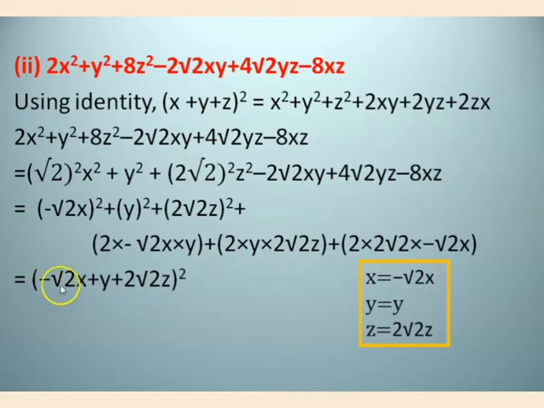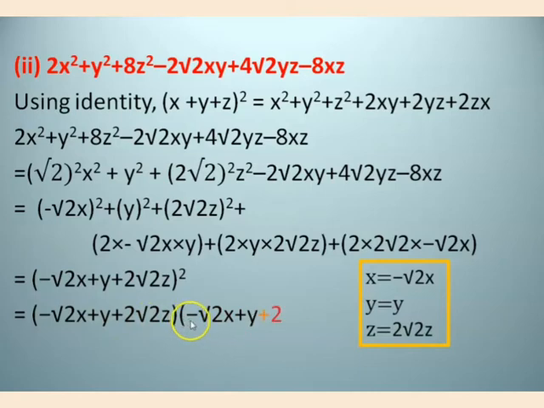So it will become minus root 2x plus y plus 2 root 2z the whole square, and this can be further factorized as minus root 2x plus y plus 2 root 2z into minus root 2x plus y plus 2 root 2z.